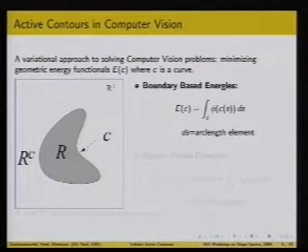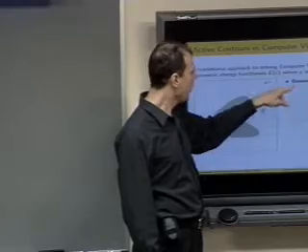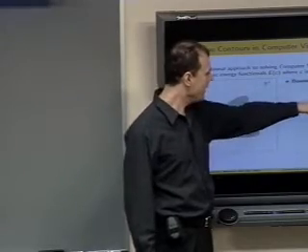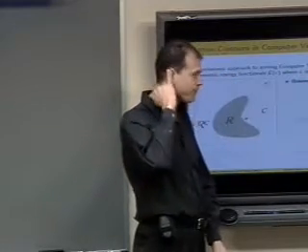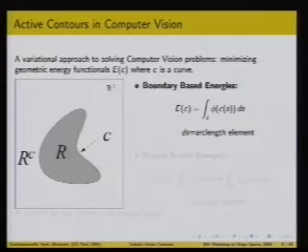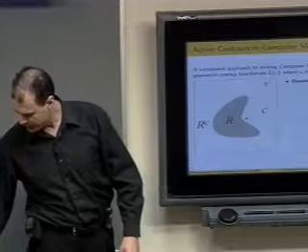Early on, most of the energies that were proposed to be minimized by the active contour were boundary or edge-based energies. I integrate around the curve some function with respect to arc length. This function is supposed to be a feature detector of some sort. Usually it's chosen to be small near an edge, but it can be chosen to be small near any feature where you want the contour to stop, and then you evolve the contour to minimize this.